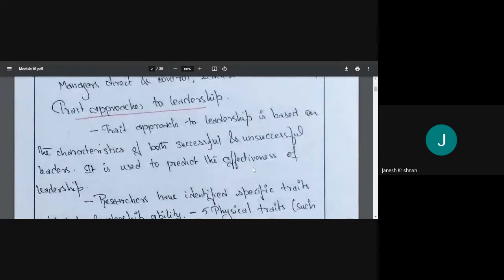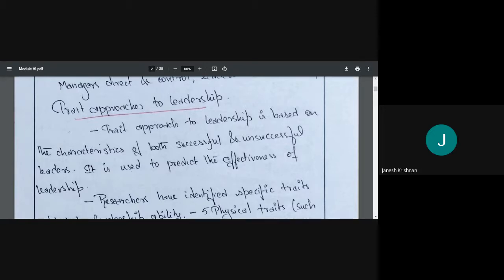Right. So there are different approaches to leadership. Okay? The first approach is the trait approach. Okay, trait means your quality, your ability. Right. What are your traits? What are the different traits of you? It means your quality, your ability, like that. Your features can be set. Okay. The first one is the trait approach to leadership. Right.